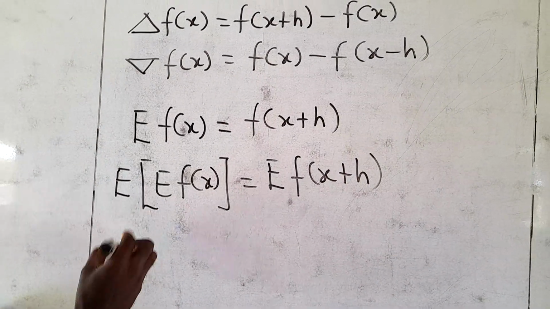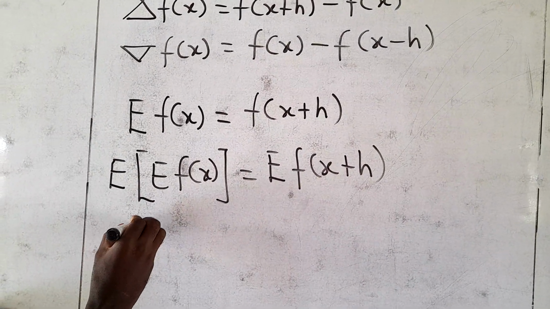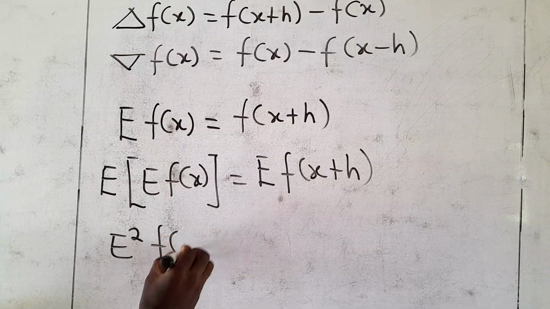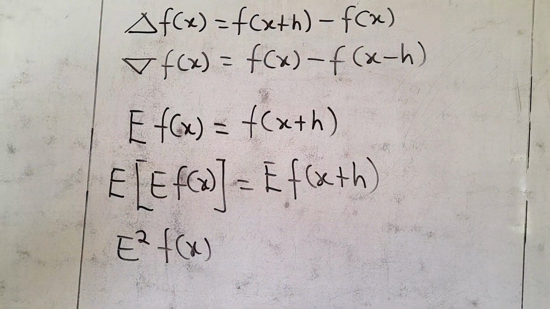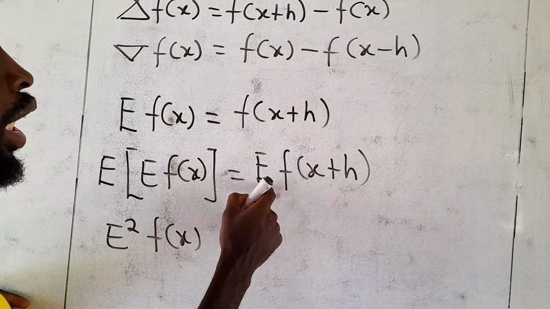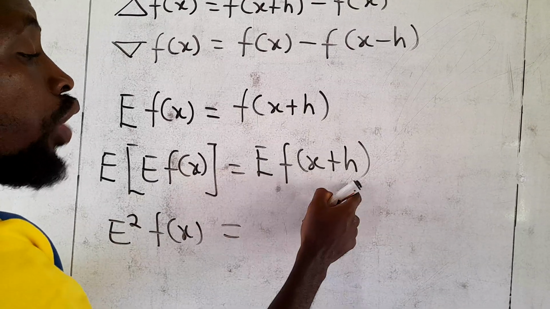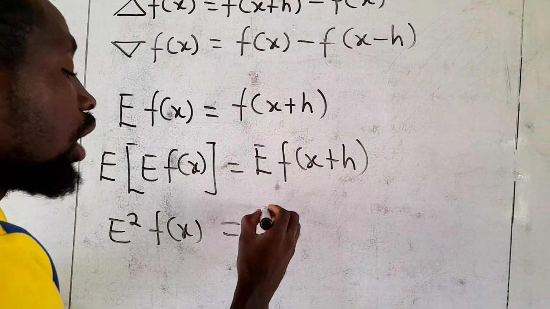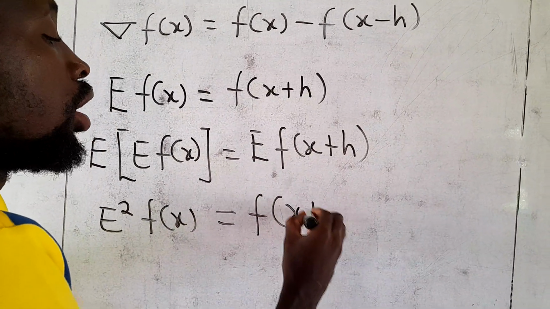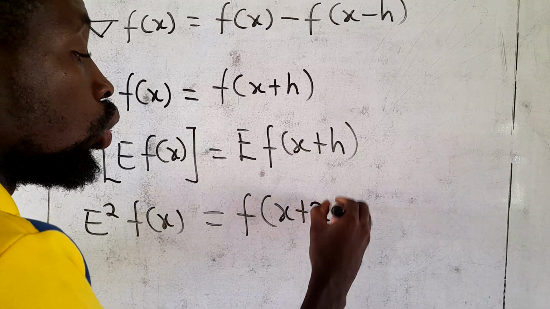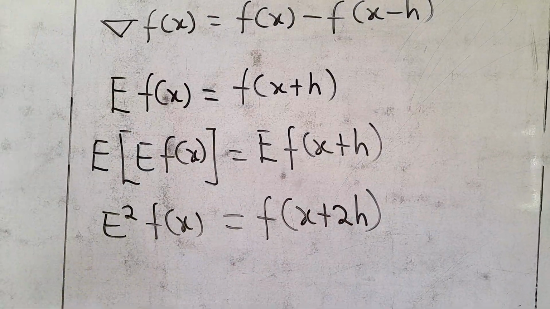So if we multiply this, we can say this is E exponent 2 of a function. So the shift squared of a function is actually equal to, we say a shift of a function is just the function that is greater than it. So we can say x plus 2h. Are you getting it?